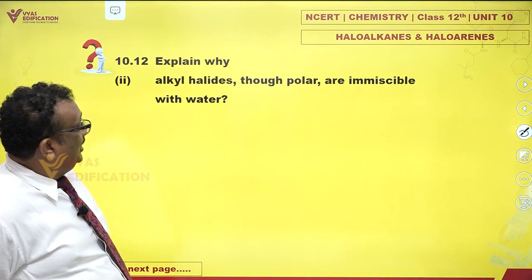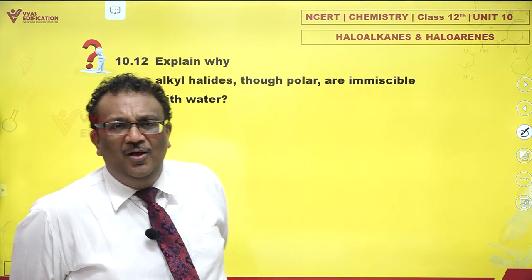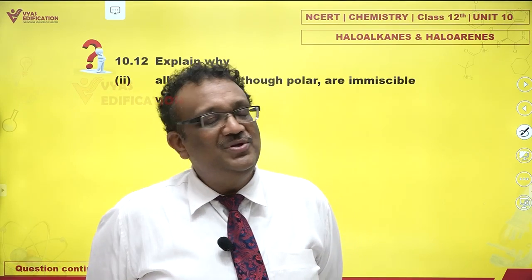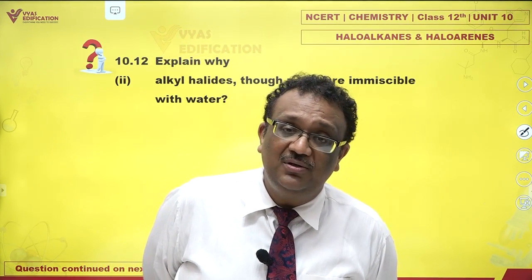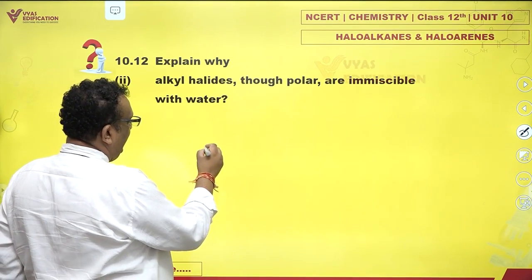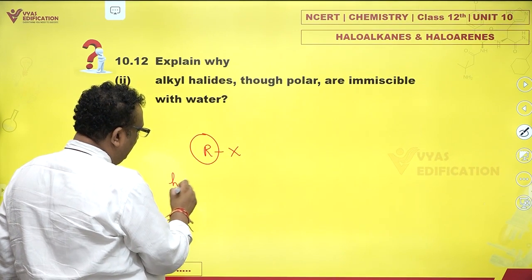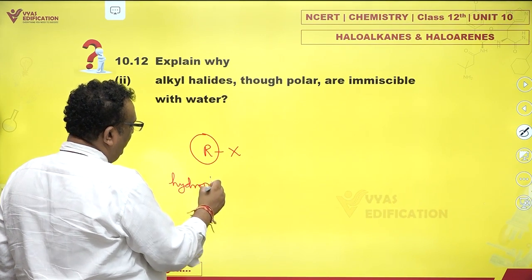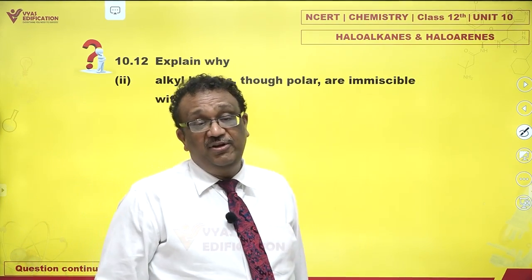Explain why alkyl halides, though polar, are immiscible with water. Which substances actually are miscible with water? Well, the ones which can undergo hydrogen bonding with water, right? Alkyl halides in general, RX. Please understand, the R group is hydrophobic. So that itself creates a problem.